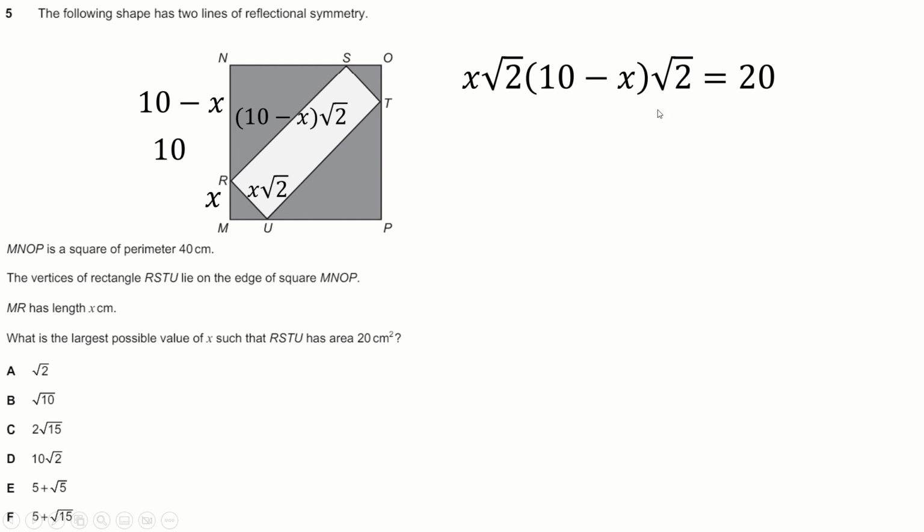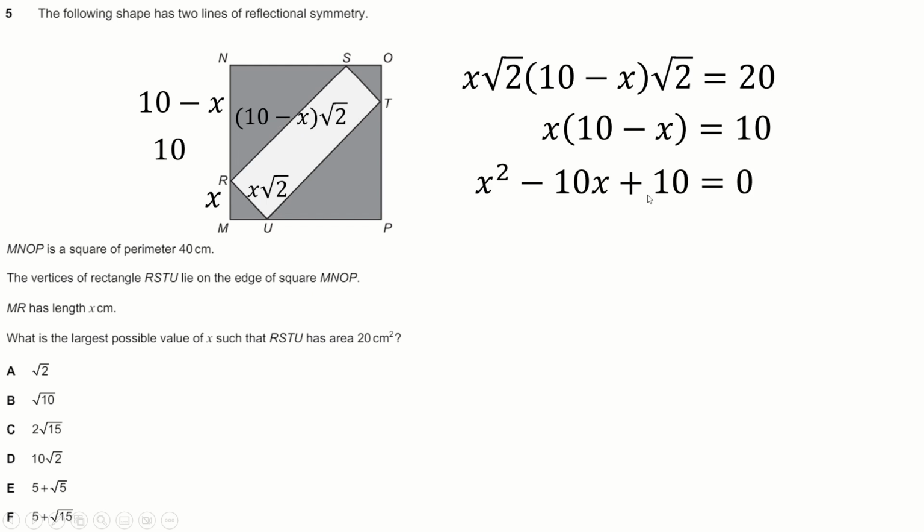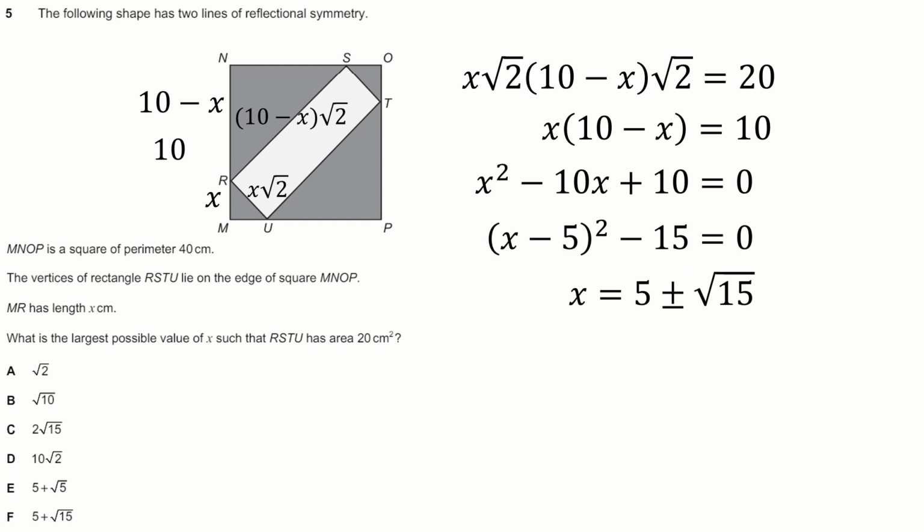So they times to make 20, these to make 2, so then we can just divide by 2 to make this, expand it all out and collect, and you get this. And you solve that, maybe just completing the square or some formula, it doesn't really matter. You get this. The largest value of that is, of course, 5 plus root 15. So our answer is F.